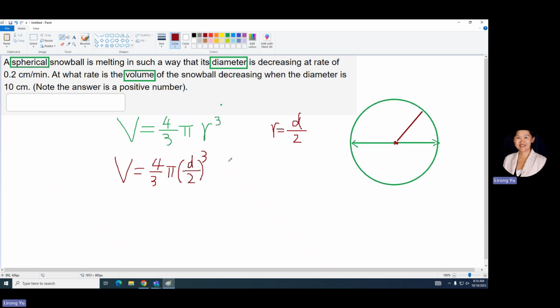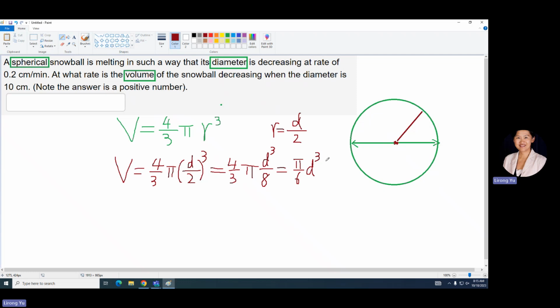This is a d cubed, and this is a 2 cubed as a denominator. So this is really d cubed divided by 8. To simplify this a little, just to get a more precise formula, 4/3 pi times d cubed over 2 cubed, which is 8. And we can combine the 4 and 8. 8 divided by 4 is 2, so I have a 2 in the denominator. So 3 times 2 is 6. So the coefficient is actually pi over 6, that's multiplied by the cube.